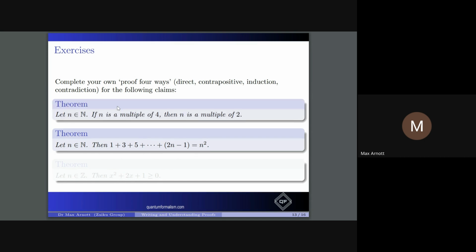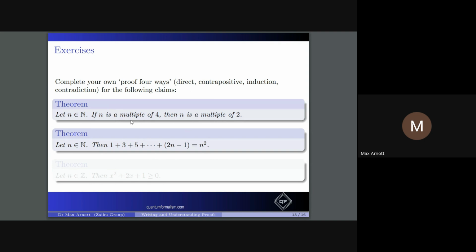Second one here: if n is a natural number, then if n is a multiple of 4, then n is a multiple of 2. Now, the reason I left this as an exercise, even though it's obviously a trivial thing, is because trying to write proofs for things which are really, really easy helps you to understand how to write the logic and to explain it.